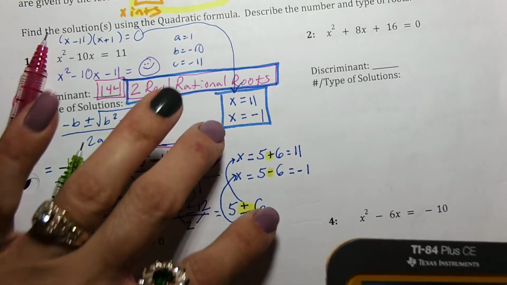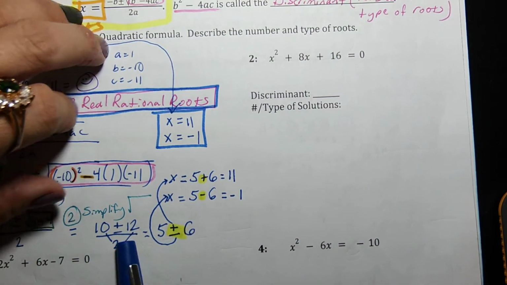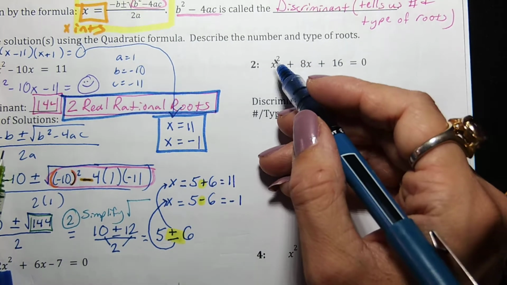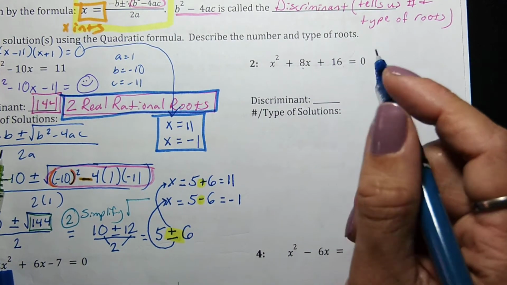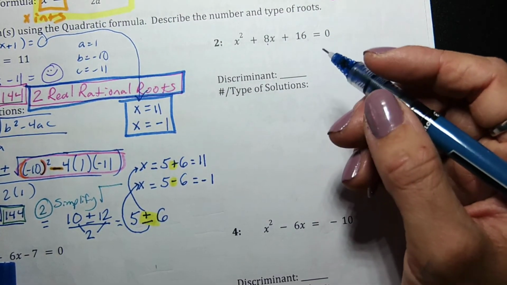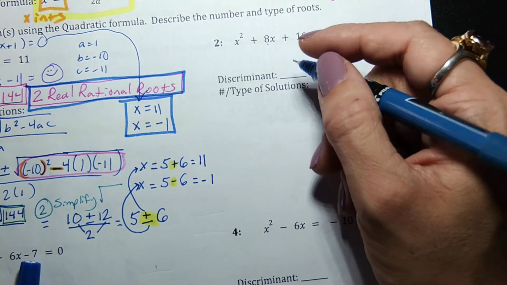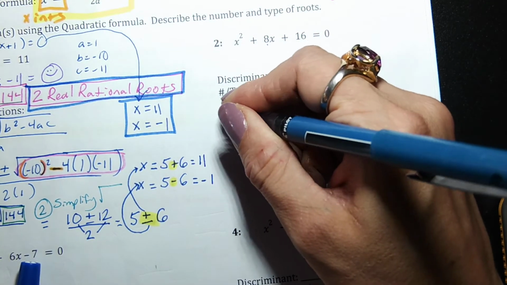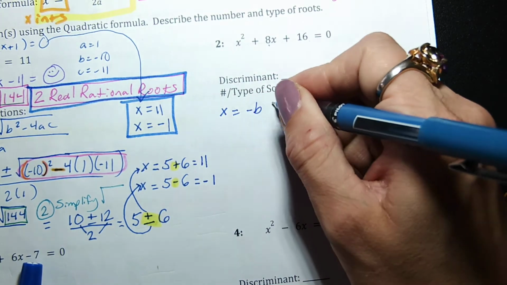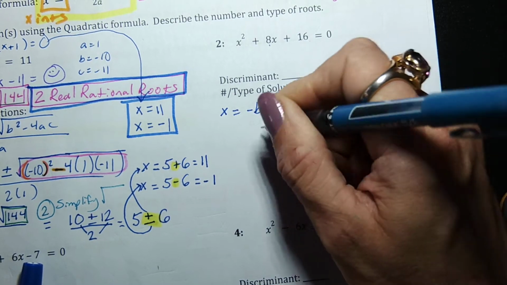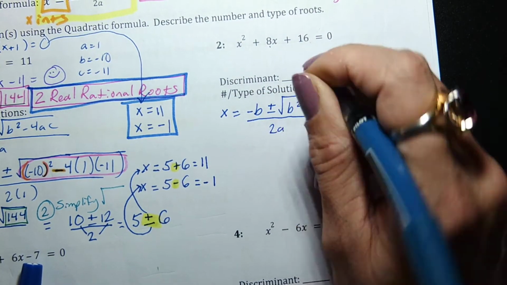Let's go ahead and take a look at number 2. The first thing we check for is, is it in standard form? Is it? Yep, sure is. If you want, you can say what your A, B, and C values are. A is 1, B is 8, C is 16. And let's not write the formula this time. Let's just practice putting in those values. Actually, no, let's practice writing it one more time. X equals negative B plus or minus the square root of B squared minus 4AC all over 2A.